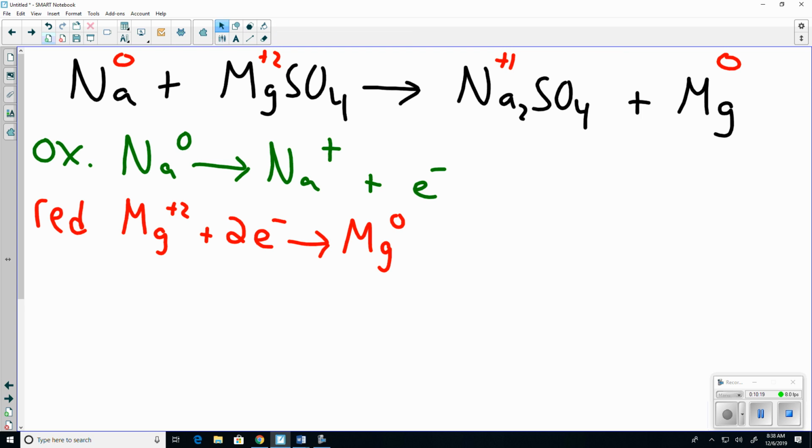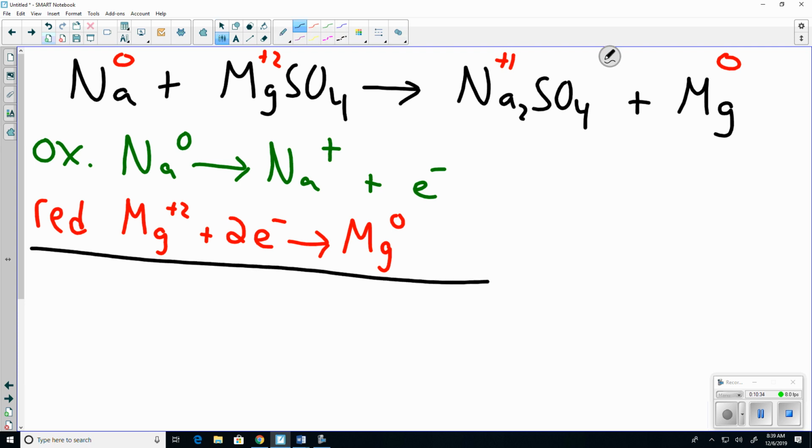You don't have to write those zeros up above, but I typically do with redox to keep track of all these different charges. Plus they'll gain 2 electrons. What do we have to do to balance these things out? Got to balance the electrons gained and lost. Yeah, the oxidation equation needs to be multiplied by 2, and then we can put them together.